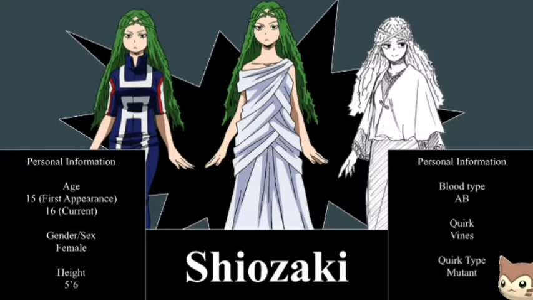Shiozaki's quirk is Vine, if it wasn't obvious enough, which gives her the ability to use her hair to attack, defend, and grapple opponents from various ranges. She can also detach her vines, and don't worry, they do eventually grow back.